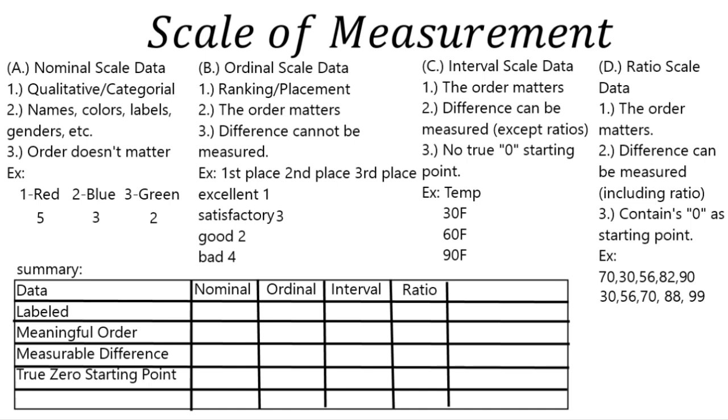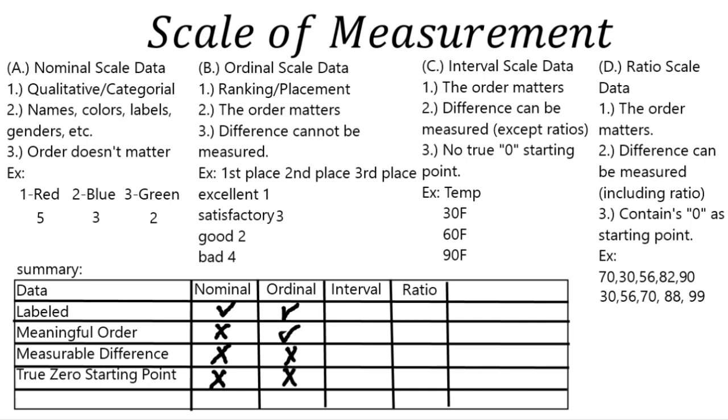We're just going to put a check mark and a cross mark. Let's start with nominal data. It is labeled, check, but it does not have a meaningful order, it cannot have measurable differences, and it doesn't have a true zero starting point. Let's go to ordinal. It is labeled, and it has a meaningful order, but we cannot measure the difference, and it doesn't have a starting point.